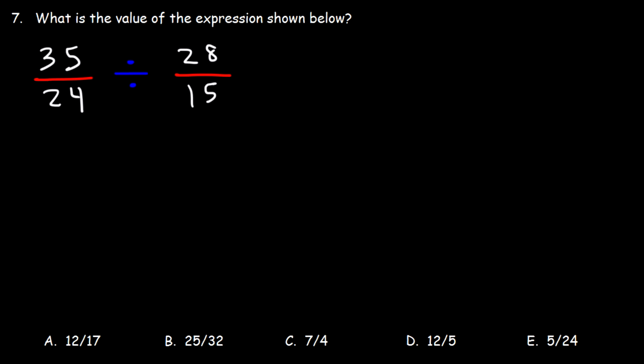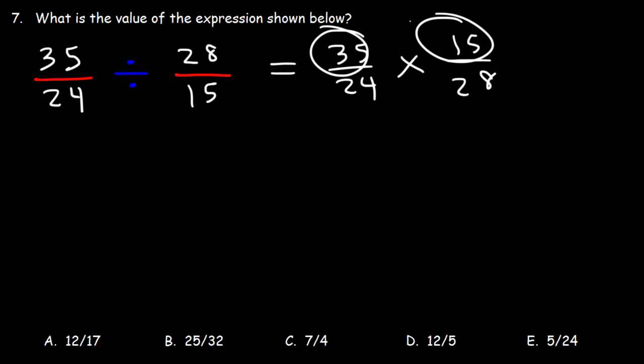There's something called keep, change, flip. Basically, to apply it, you need to keep the first fraction the same way as it is, change division to multiplication, and then flip the second fraction. So we're going to write it as 15 over 28 as opposed to 28 over 15. Now, when multiplying two fractions, you're allowed to multiply across, which is you can do 35 times 15 and then 24 times 28 and reduce the new fraction that you have.